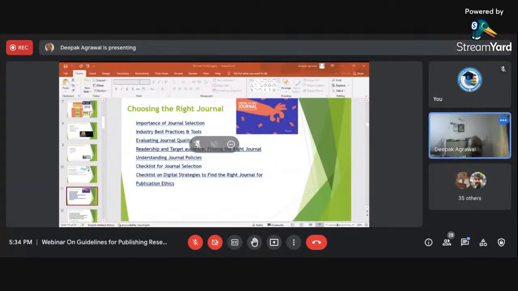Even you can go through the checklist for general selections. Once again, it is more or less related with the general policies. There you will find the various checklists provided by the publisher, including a checklist on digital strategies to find the right journal where you want to get published.